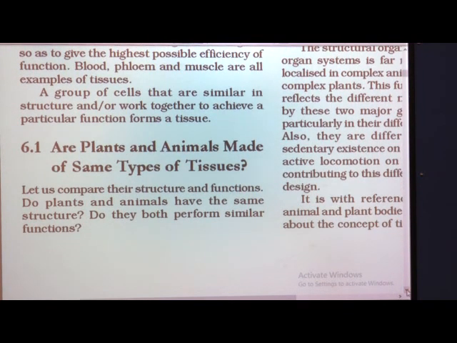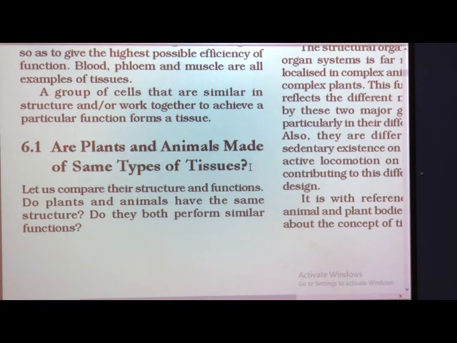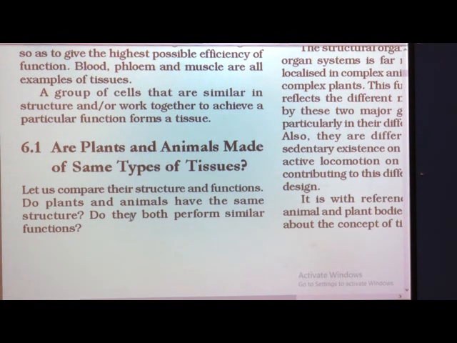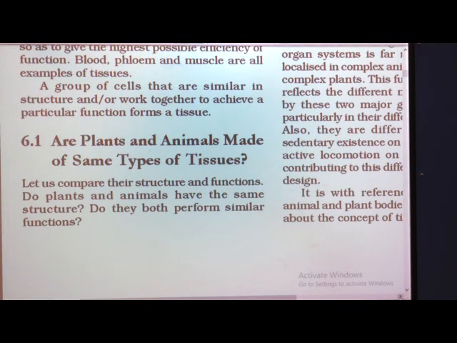Now, there is a question for you. Are plants and animals made of the same type of tissues? Just think it over. Yes, your answer is right. The plant tissues and animal tissues are different. Now, let us compare their structure and functions. Do plants and animals have the same structure? No. Do they both perform similar functions? Some of the functions are similar, whereas there are some functions which are different. Now, let us move to that.